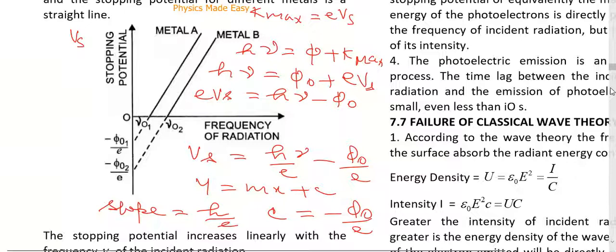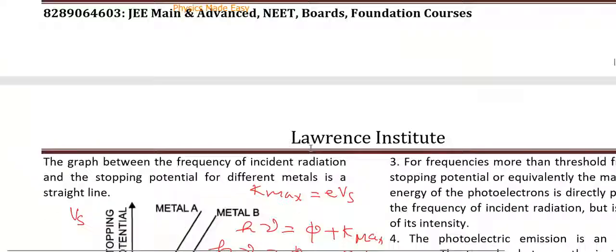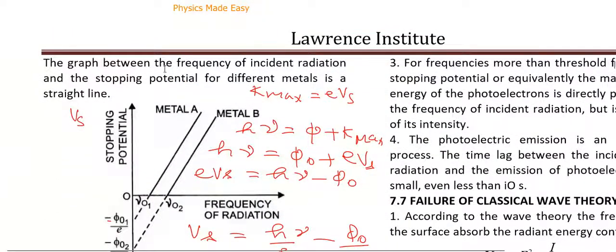Now, this intercept c is minus phi naught by e. So this represents c, minus phi naught by e, and along this axis is the stopping potential. The remaining part we will do in my next lecture, and I will start from this very graph.